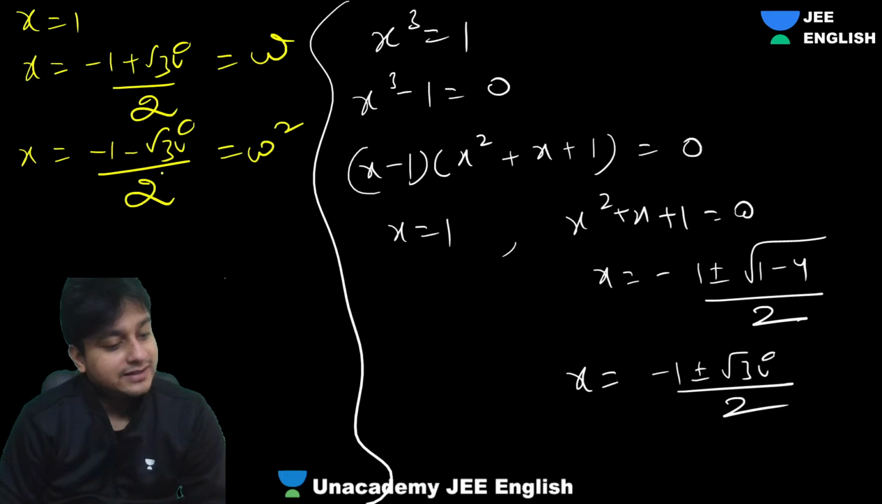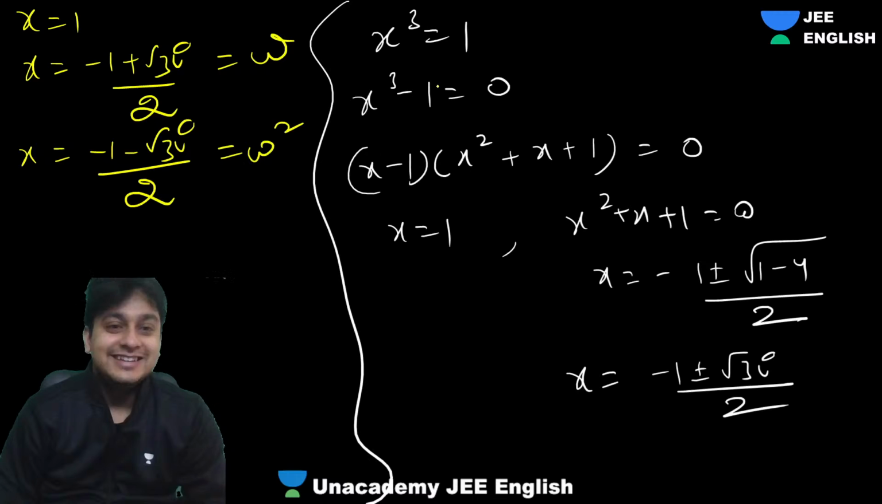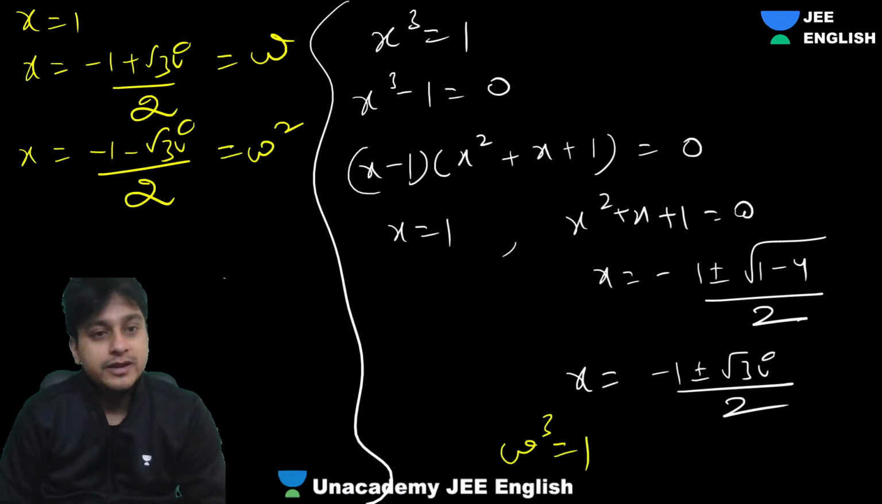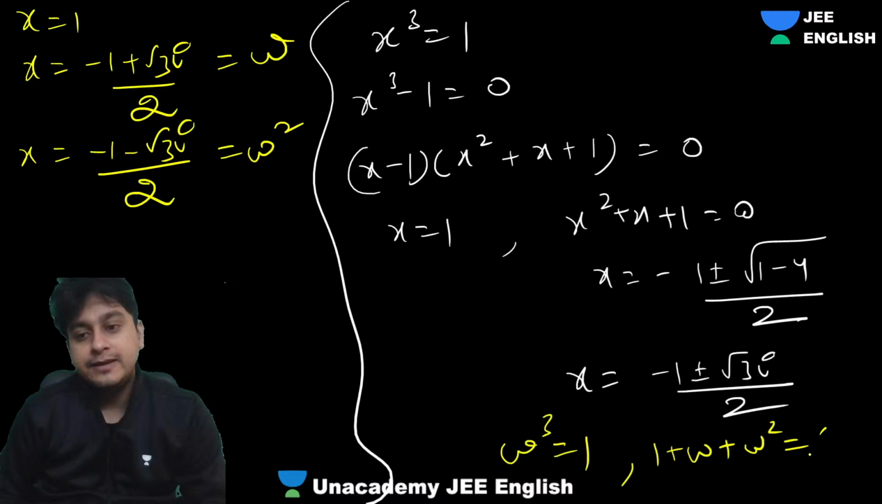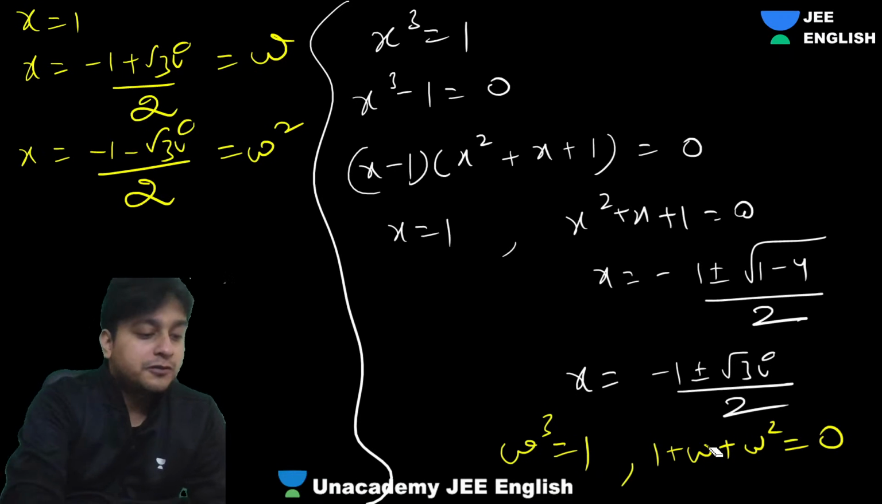This will be omega then. Okay, so this is what the cube roots of unity are. If you cube this number, you will get 1 only, and if you cube this also, you'll get 1. So guys, that is very important. You should remember that omega cube is 1, and also 1 plus omega plus omega square will be 0. These are the two important things you have to remember for cube roots of unity. Then only you can solve these problems.